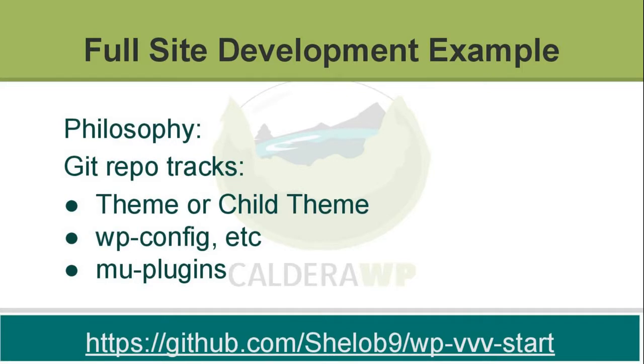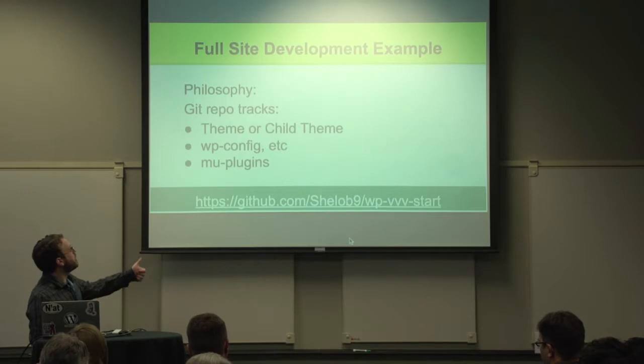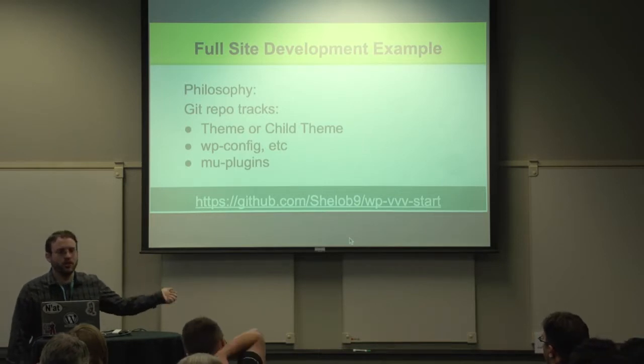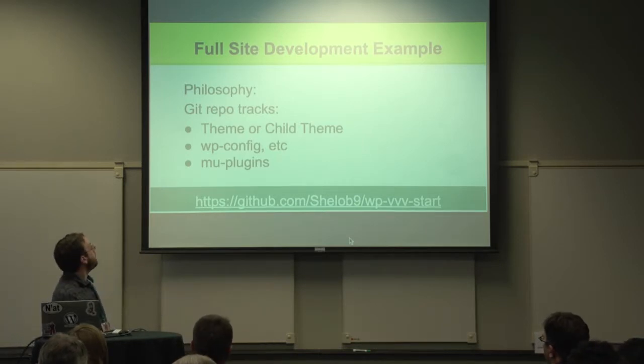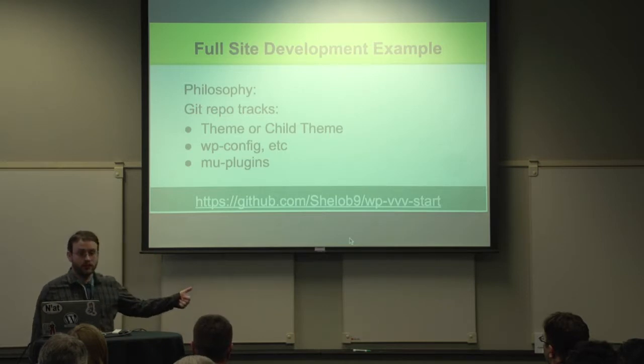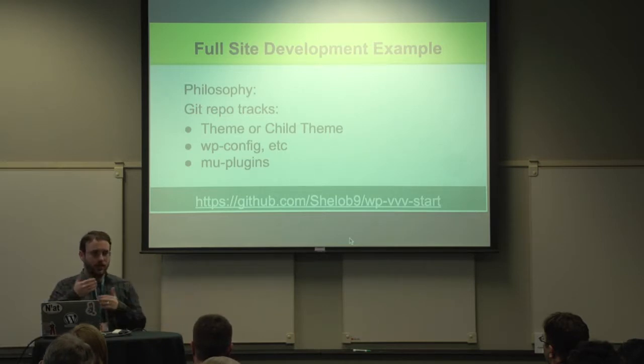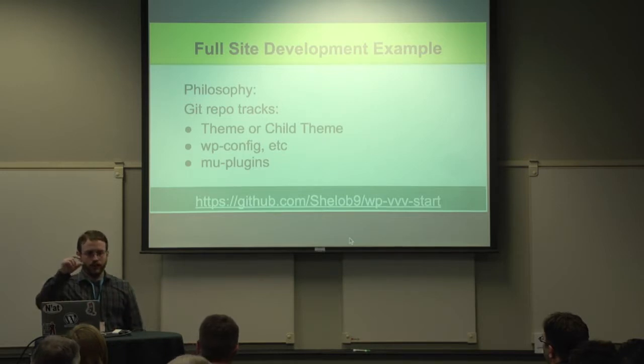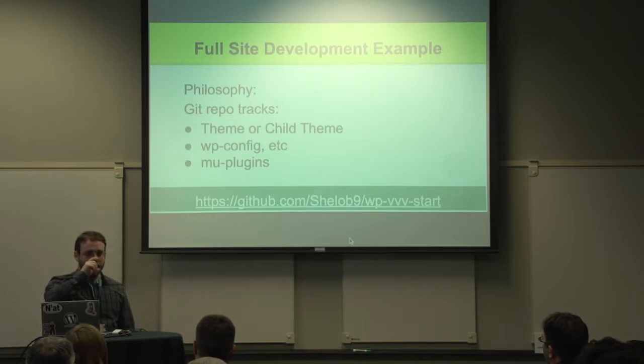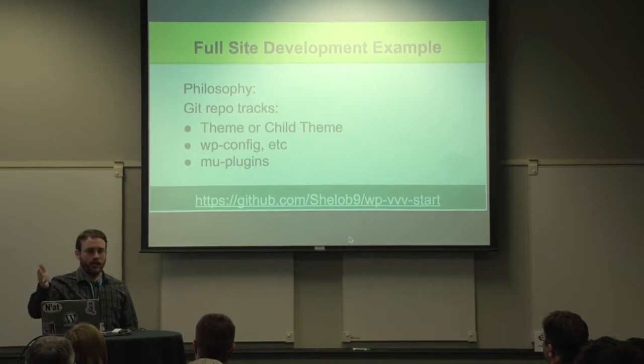This is my WordPress VVV start. This is what I used before I automated the creation of it with Grunt. There's a link to that too. But it just makes this. And my philosophy is that your Git repo tracks your theme or your child theme that's unique to this site. It tracks your WP config. I segment WP config out so that I have one file that's just my database passwords and stuff, and then I can just Git ignore that. That way I can have my entire repo on GitHub and not worry about it.